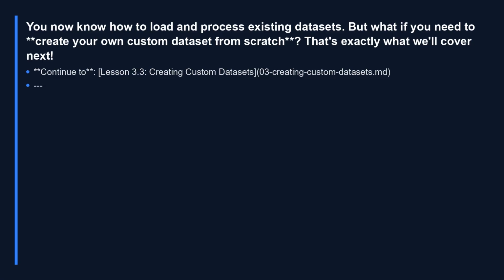What's next? You now know how to load, inspect, filter, split, and save datasets from both local files and the Hugging Face Hub. But all of those workflows assume the dataset already exists in the right format. What happens when you need to build your own training data from scratch? That's exactly what Lesson 3.3 covers, creating custom datasets tailored precisely to your use case.